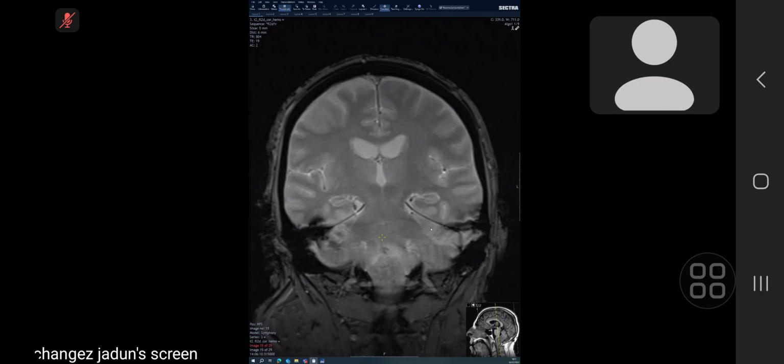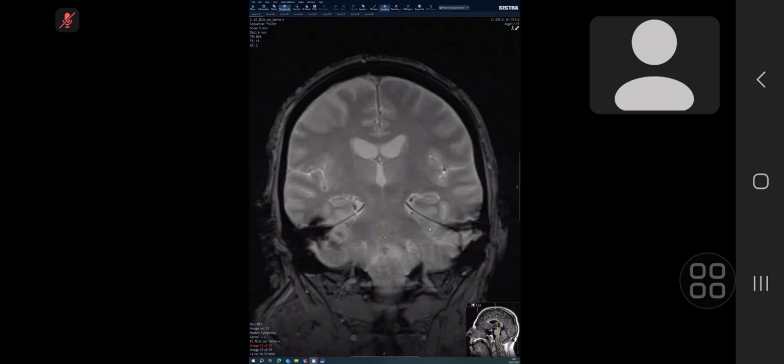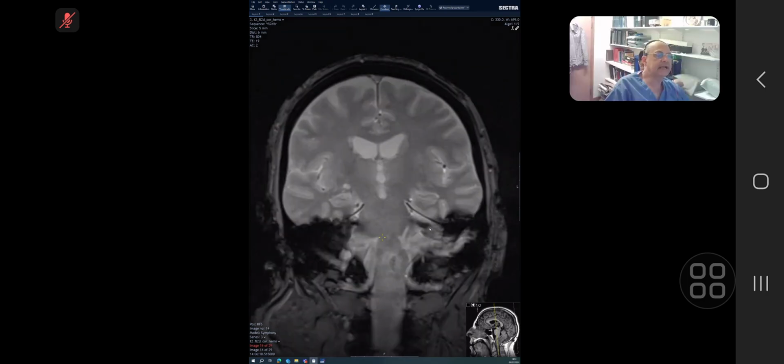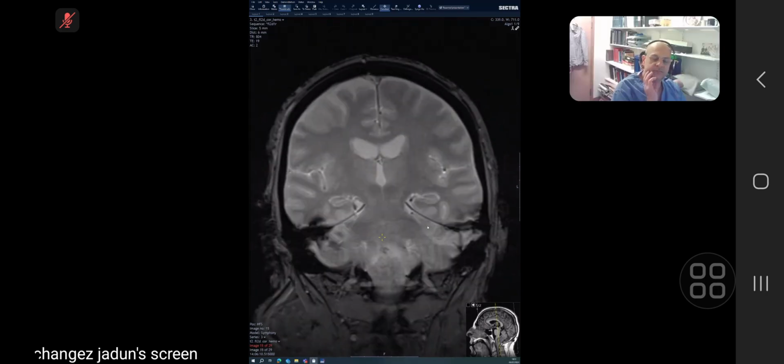I'm suspecting a few, maybe blooming foci over there. Yeah, but you could see calcium on the CT as well. Yeah, okay. So probably they are the ones that are blooming.